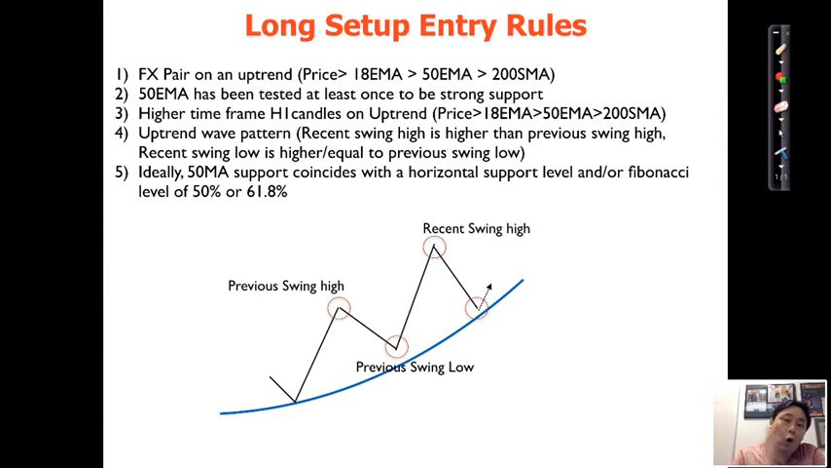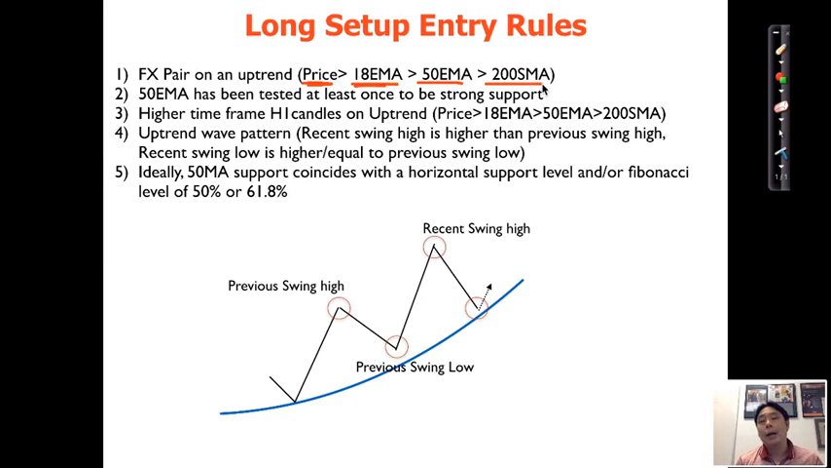Let's begin with the long setup entry rules. When do we go long? When do we buy? We buy, obviously, when we see a clear uptrend in the price action. So how do we define a clear uptrend for an FX pair? Once again, we define an uptrend as the price has to be above the 18 EMA, the 18 EMA above the 50 EMA, and the 50 EMA above the 200 simple moving average. We need to have that moving average sequence in place to tell us it's a very strong uptrend, so there's a very high probability that price will continue moving up.